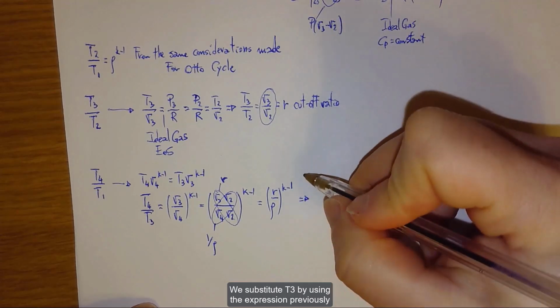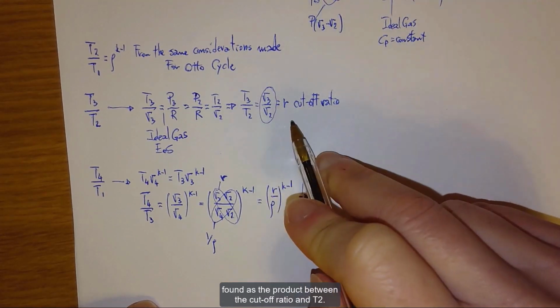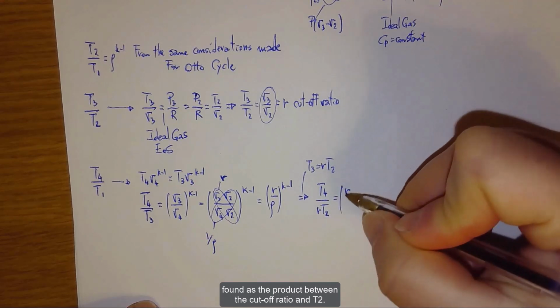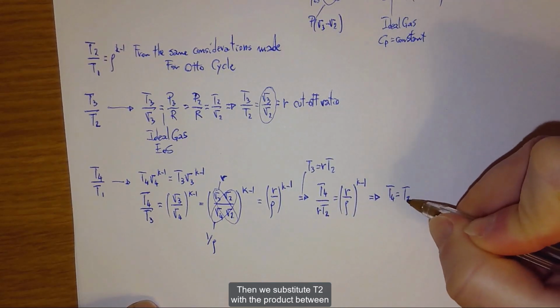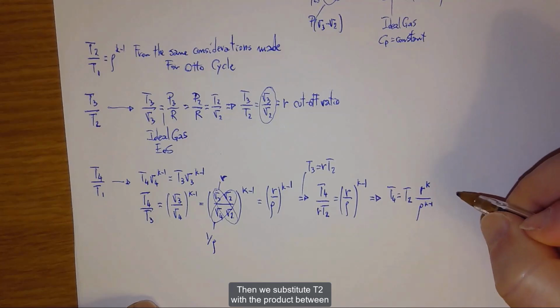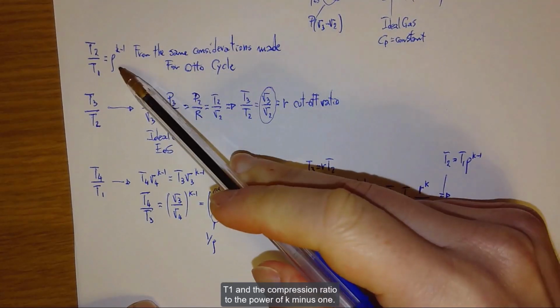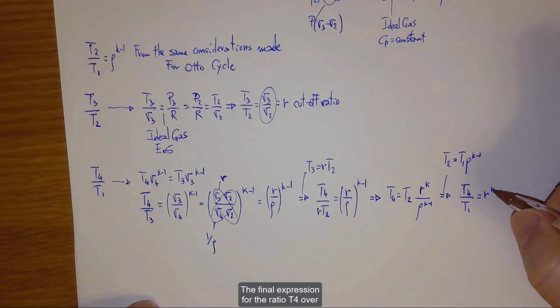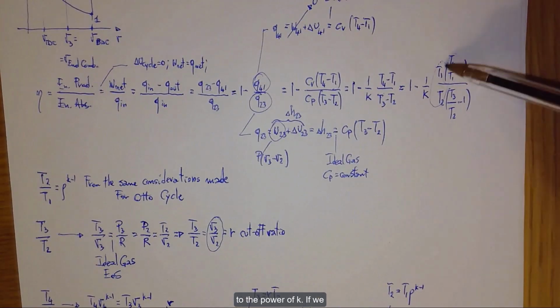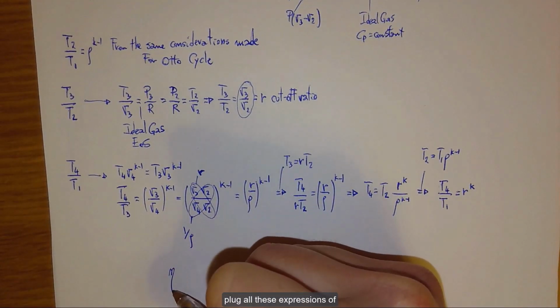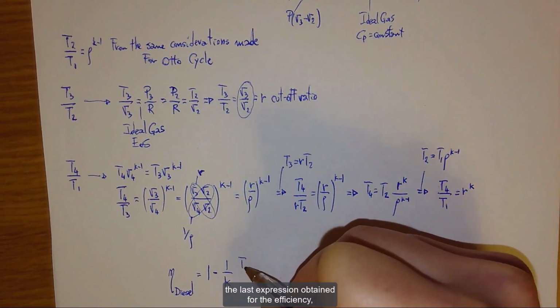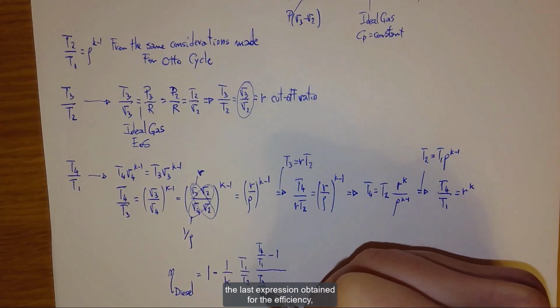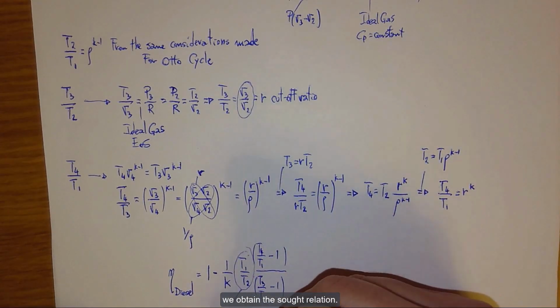We substitute T3 by using the expression previously found as the product between the cutoff ratio and T2. Then we substitute T2 with the product between T1 and the compression ratio to the power of k minus 1. The final expression for the ratio T4 over T1 simplifies to the cutoff ratio to the power of k. If we plug all these expressions of the temperature ratios in the last expression obtained for the efficiency, we obtain the sought relation.